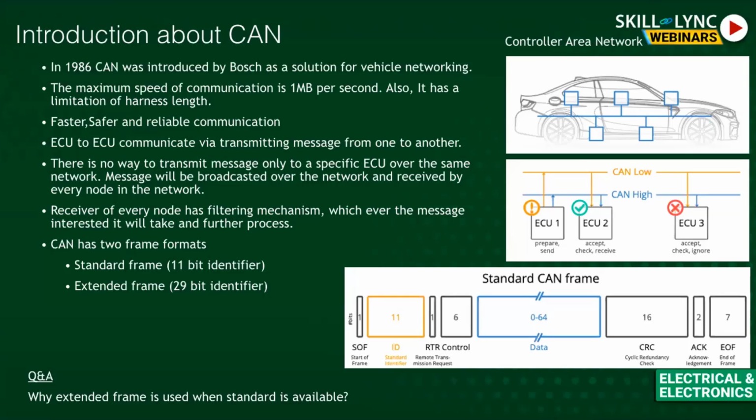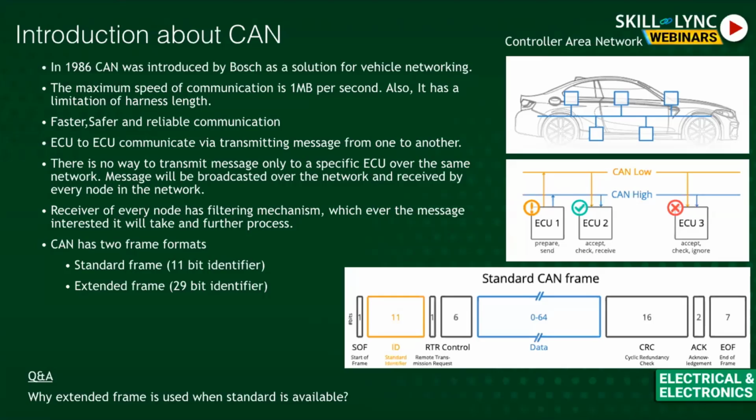Okay, let me explain how this protocol works. Here you can see in the middle picture CAN low, CAN high, and ECU1, ECU2, ECU3. So what exactly are these doing? ECU1, let us assume, is an engine ECU. ECU2 is a brake ECU, let us say.